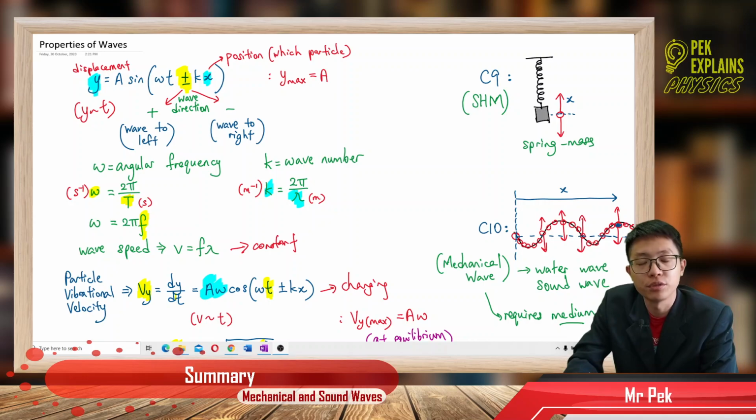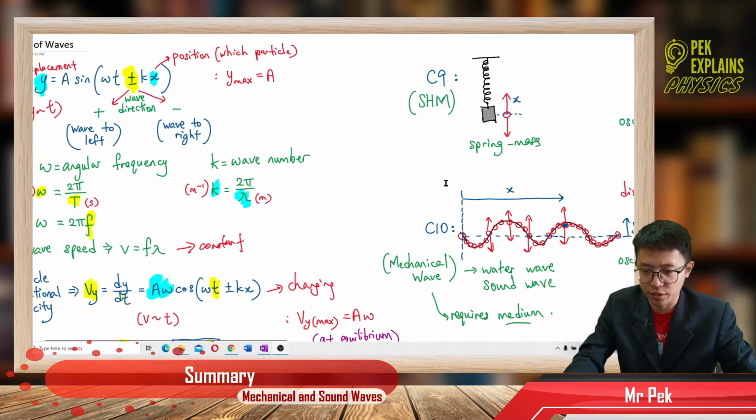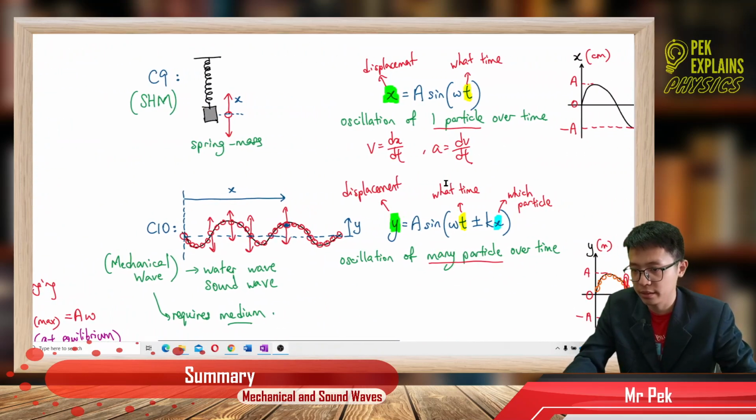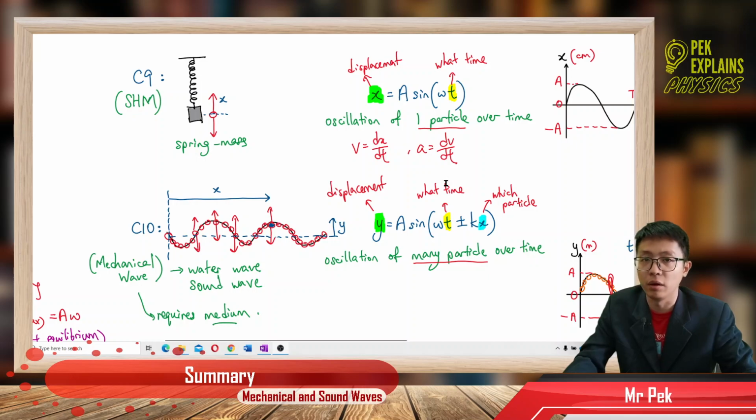Today we are going to start a new chapter called Mechanical and Sound Waves. So in the previous chapter, Simple Harmonic Motion, which is our chapter 9, we have learned about oscillation of a spring-mass system.